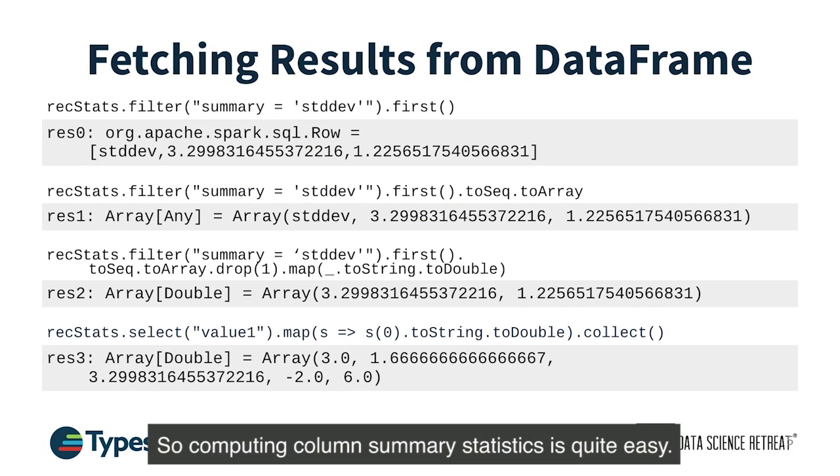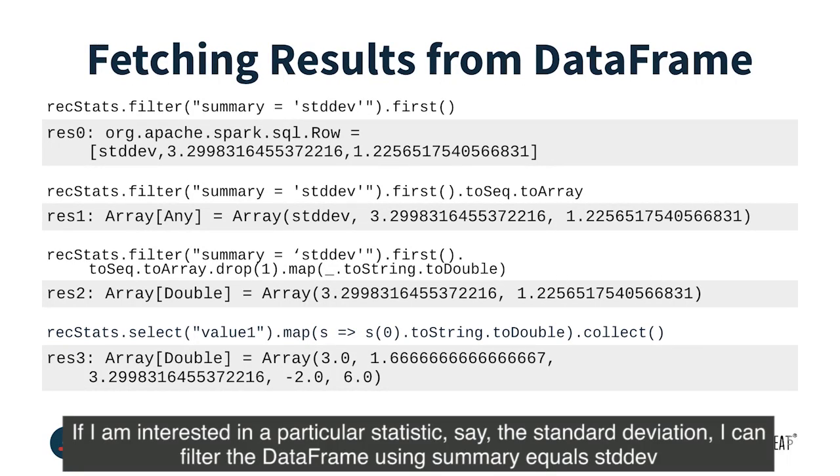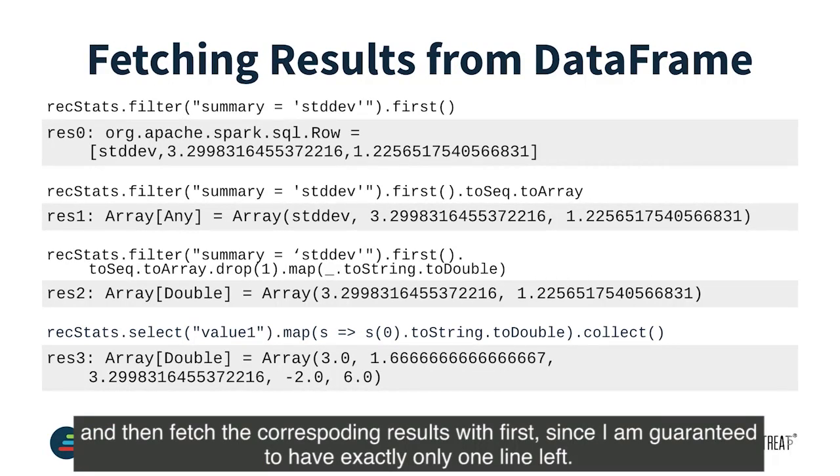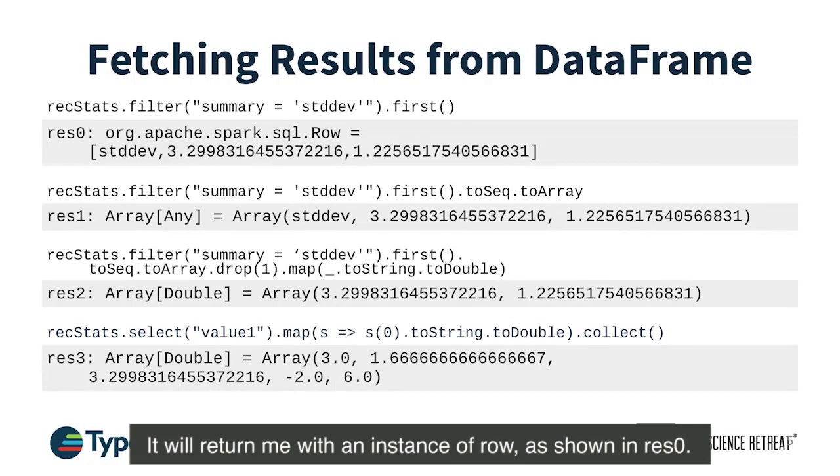So computing column summary statistics is quite easy. Now I'm going to work a little bit on fetching or extracting the results from the data frame. If I'm interested in a particular statistic, say the standard deviation, I can filter the data frame using summary equals stddev, and then fetch the corresponding results with first, since I'm guaranteed to have exactly only 1 line left. It will return an instance of Row as shown in res0.